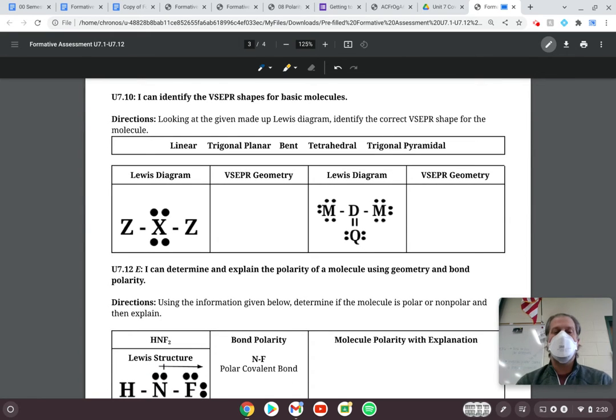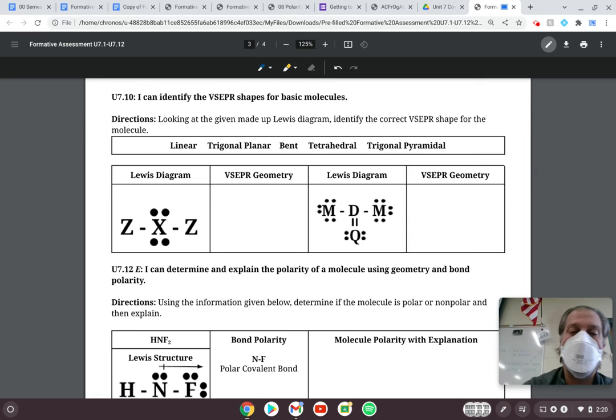The next one is to identify the shape based on what you're given. And on yours, it says linear, trigonal planar, bent, tetrahedral, and trigonal planar. It should say trigonal pyramidal. When I made copies of this for tomorrow, it is fixed, but you have to figure out the correct shape.